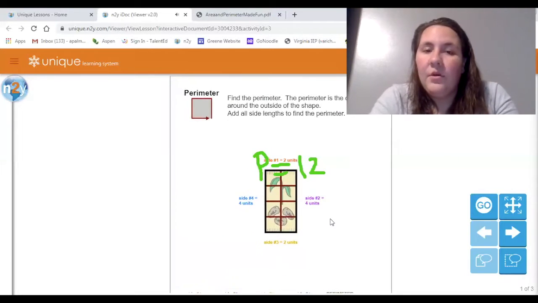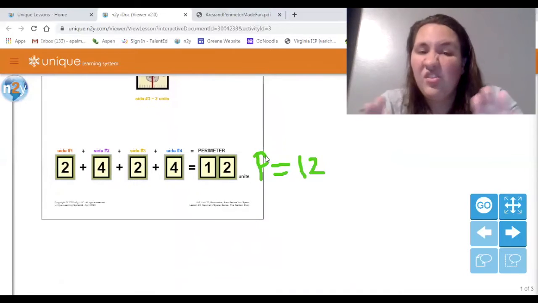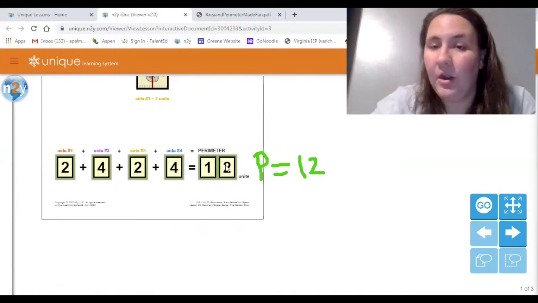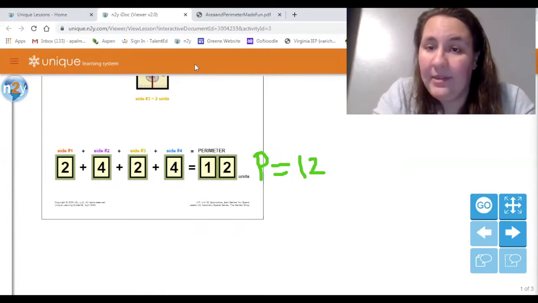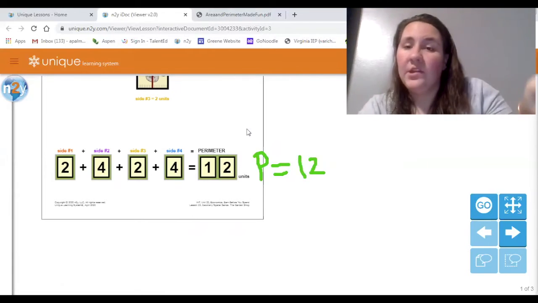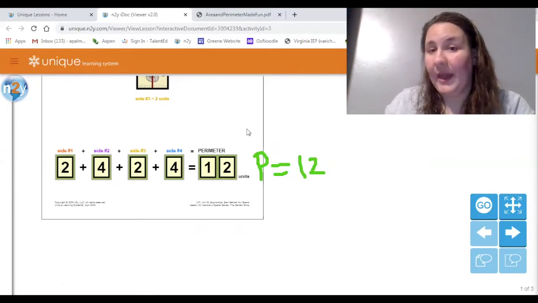So if you look, we got the same answer for both strategies, right? We got 12 when we added up all the sides using our hundreds chart, but we also got 12 when we just counted the sides around, okay? So remember, perimeter is outside, and you can do either one of those strategies to find your answer, okay?